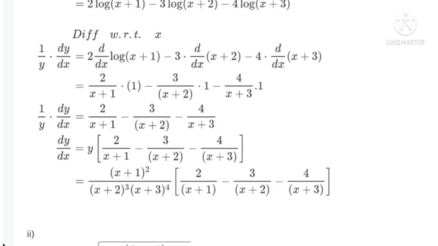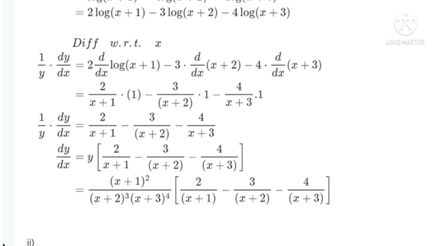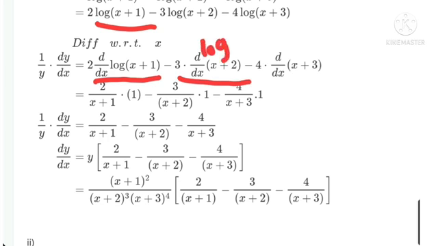We get (1/y) into dy/dx is equal to 2 as it is, and the derivative of log (x + 1); 3, the constant term, as it is, into the derivative of log (x + 2); and 4 into the derivative of log (x + 3).